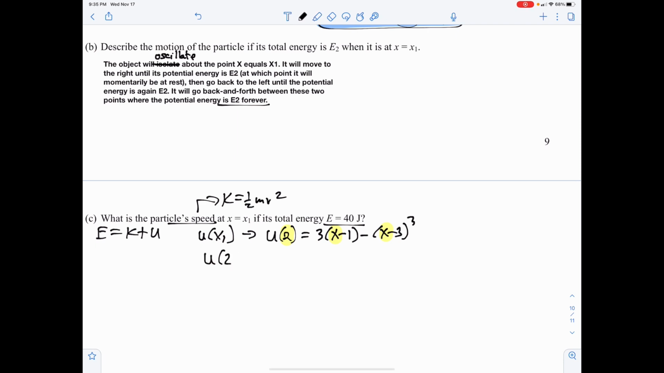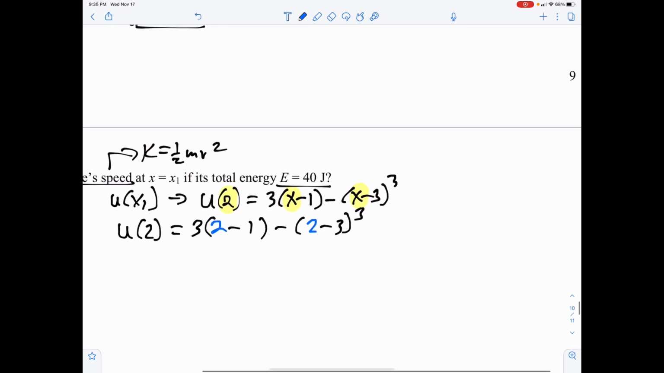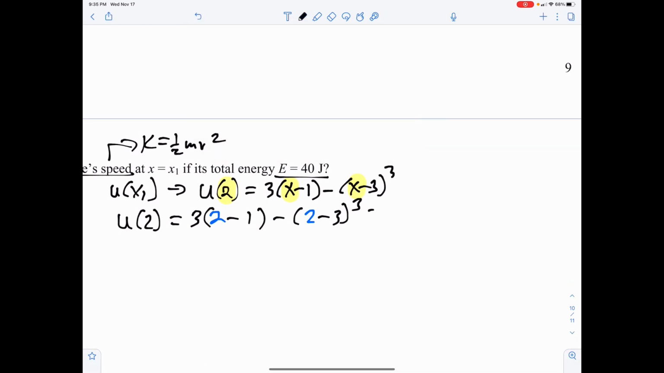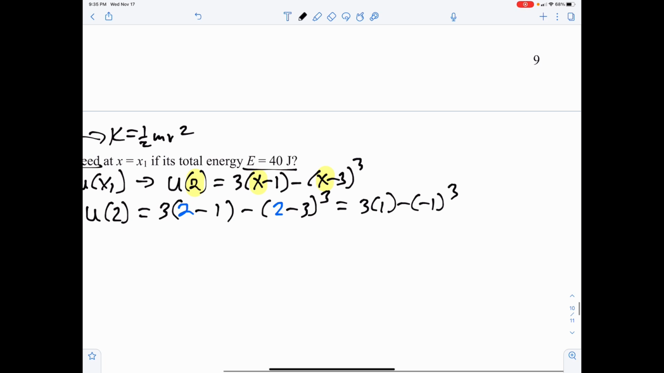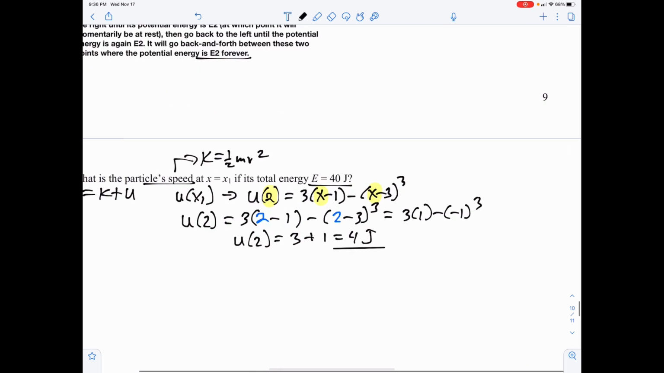So U of 2 would be equal to 3 times (2 minus 1) minus (2 minus 3) to the third power. That would be 3 times 1 minus negative 1 cubed. Well, U of 2 would be 3 plus 1, which is 4 joules. So 4 joules at that particular point.